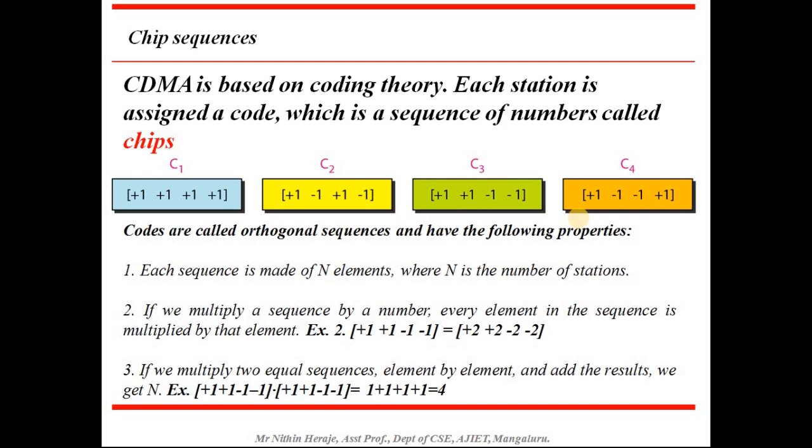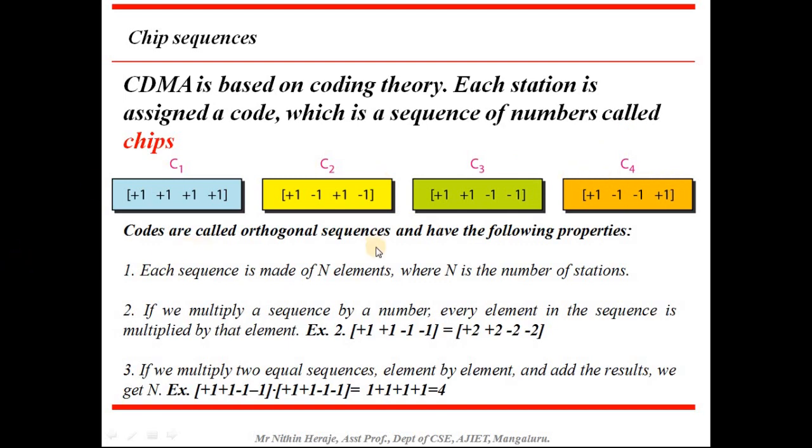So we'll see the chip sequences. CDMA is based on coding theory. Each station is assigned a code which is a sequence of numbers called chips. These are the chips that we are going to have. C1, which was given for station 1, is +1, +1, +1, +1. For station 2, we have +1, -1, +1, -1. For station 3, the code C3 is +1, +1, -1, -1. For station 4, the code C4 is +1, -1, -1, +1.